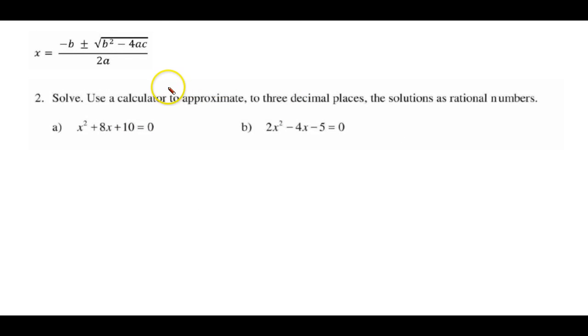Now, for these, when we got answers above, we got exact answers. Anytime we had a radical, and we wanted to get a numerical approximation, we would have to put those values into a calculator, and that's what they're asking us to do here.